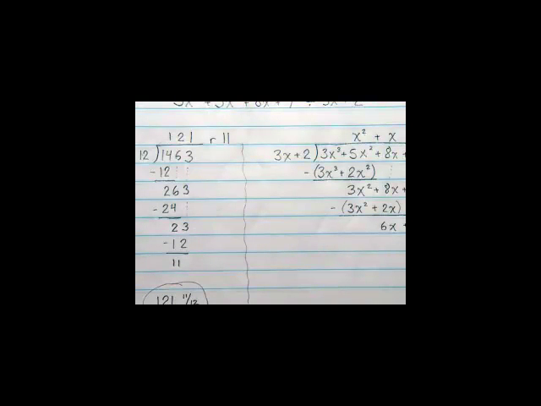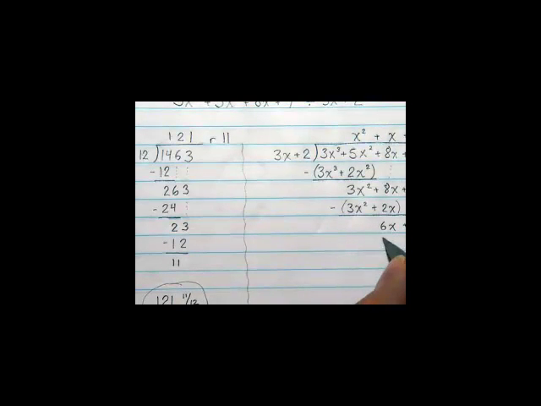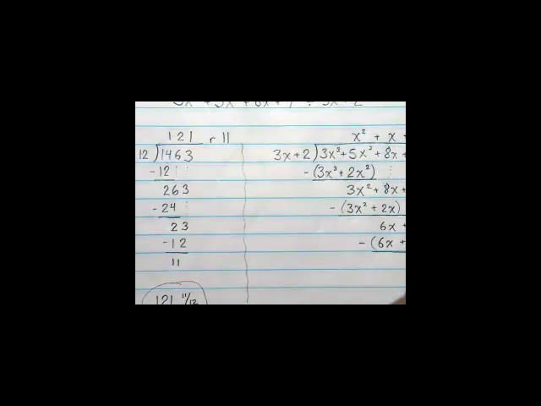So what do I need to multiply 3x by to get 6x? 2. Plus 2. And multiply the 2 through all of it. 2 times 3x is 6x. 2 times 2 is 4. Subtract that away. 6x is canceled. 7 minus 4 is 3.